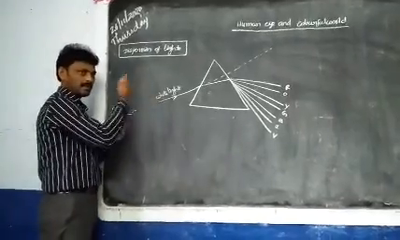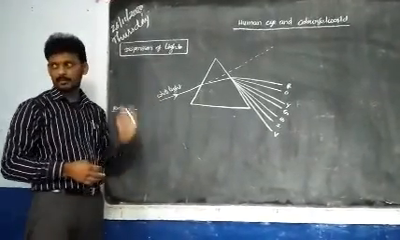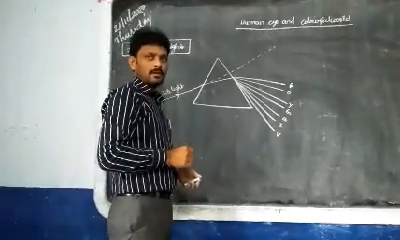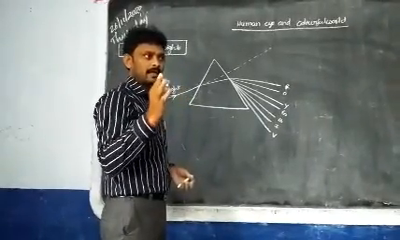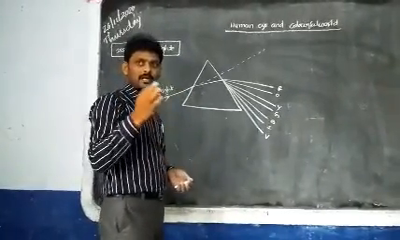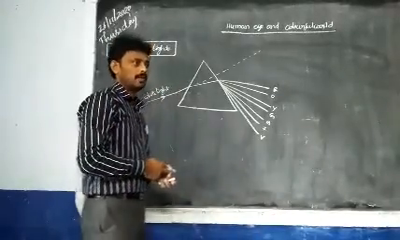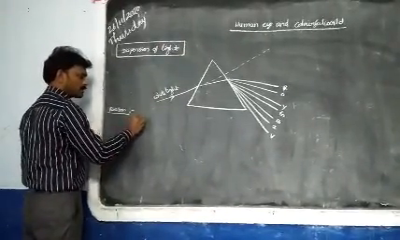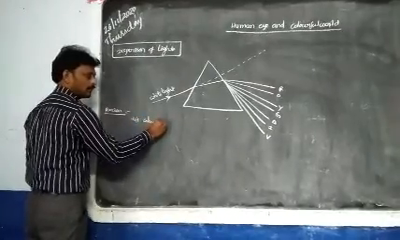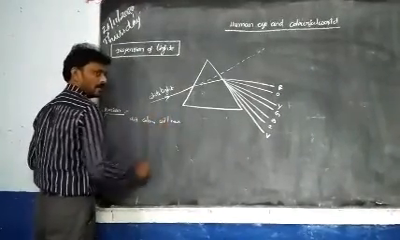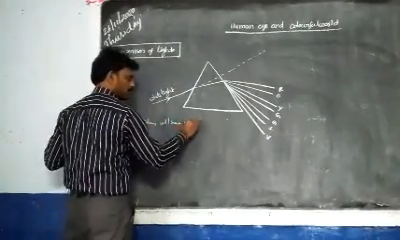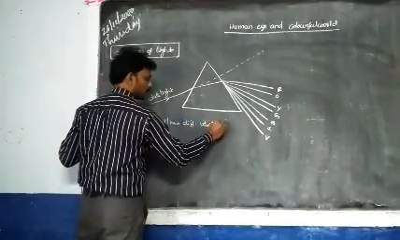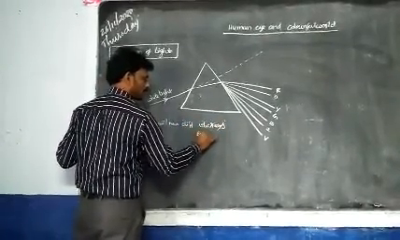If you see in the previous chapter I told you refractive index, one topic is there. Okay na? And one more thing I told you, velocity of light is different in different media. Different colors will have different velocity. Listen to me. Reason: different colors will have different velocities and refractive indices.